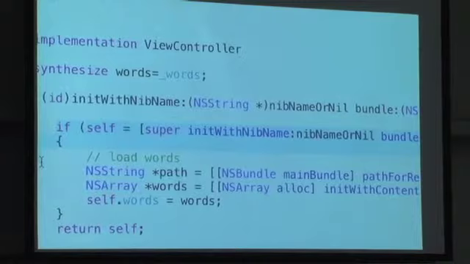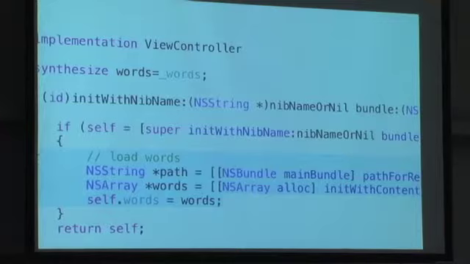So this is like checking for null in C. Well, what do I want to do when this application is loaded? I want to simply load all of the words from that property list. So how do you do this? And this is actually germane to Project 2 if you choose to use property lists.